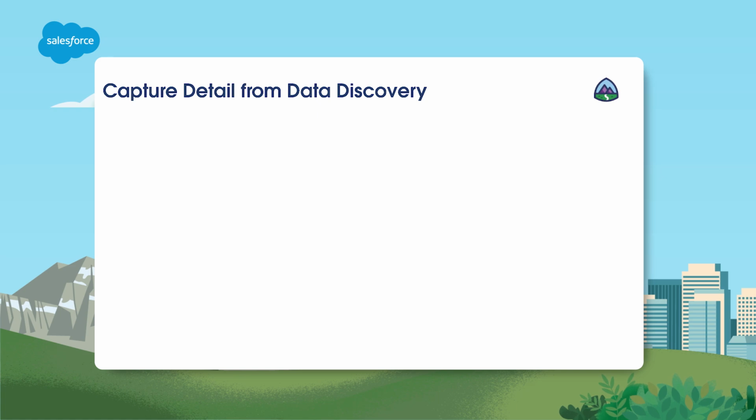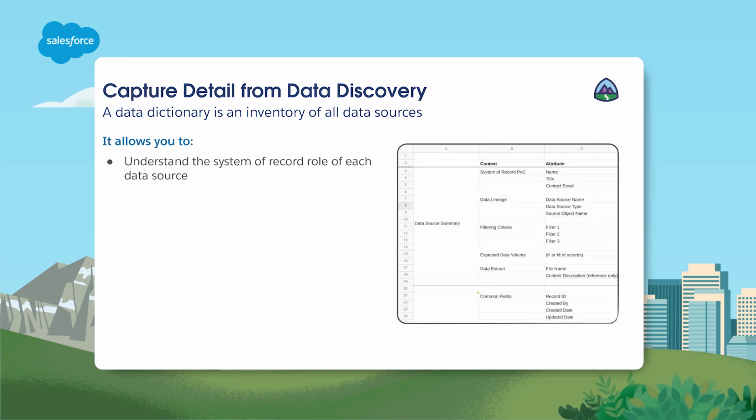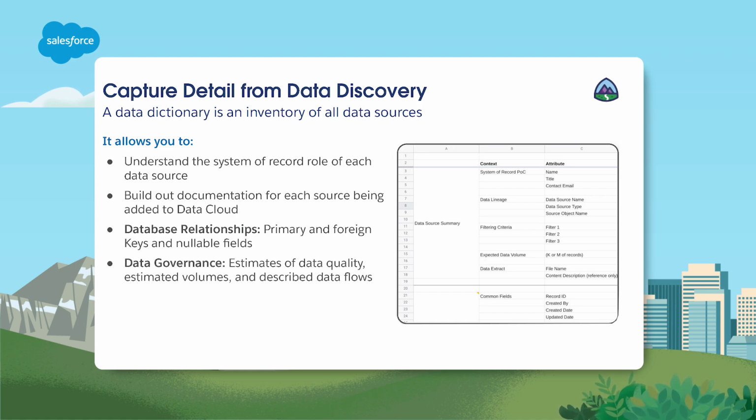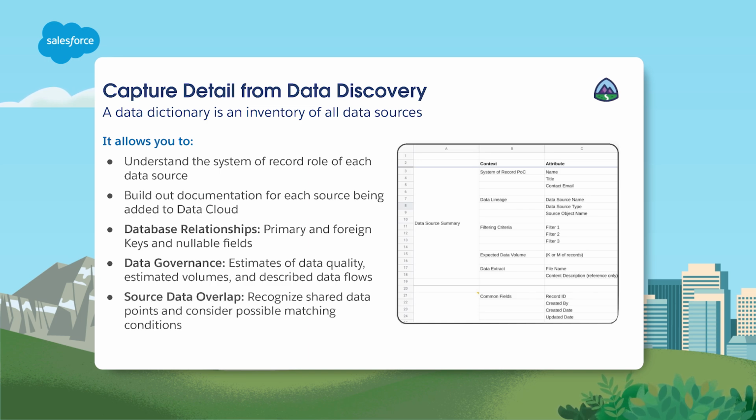During data preparation, how do you begin to capture all of this information from your data discovery? Here's where a data dictionary comes in. A data dictionary is an inventory of all your data sources. It allows you to understand the system of record role of each data source, to build out documentation for each source being added to Data Cloud, to review database relationships, to execute data governance, which includes things like estimates of data quality, estimates of volumes of data, describe data flows, and examine source data overlap, such as recognizing shared data points and considering possible matching conditions.